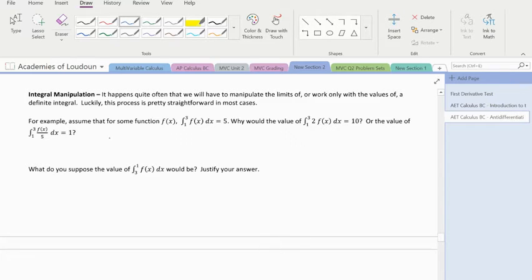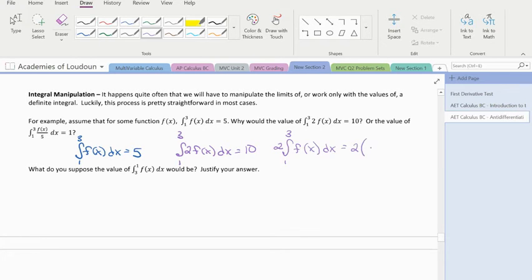So, with that, if we have the integral from 1 to 3 of f of x equal to 5, does it make sense then that the integral from 1 to 3 of 2 times f of x dx is equal to 10? Well, if we rewrite the integral from 1 to 3 and factor out that constant, we have 2 times the integral of f of x dx. We know the integral from 1 to 3 of f of x dx is 5, so 2 times that is obviously going to be 10.